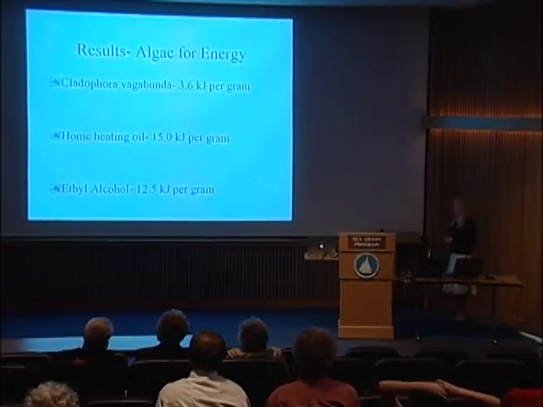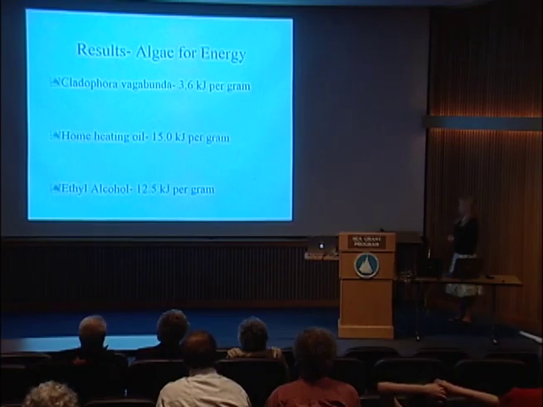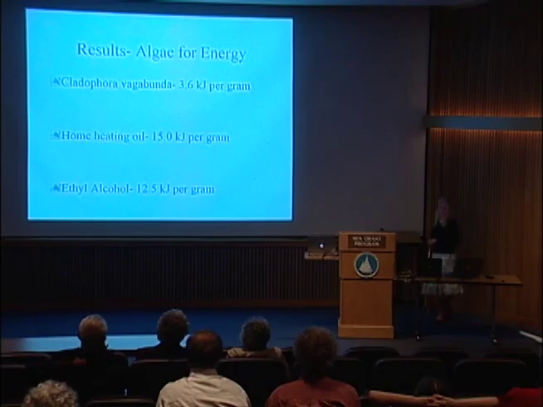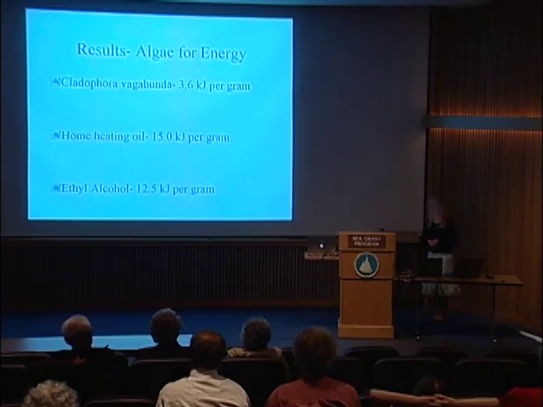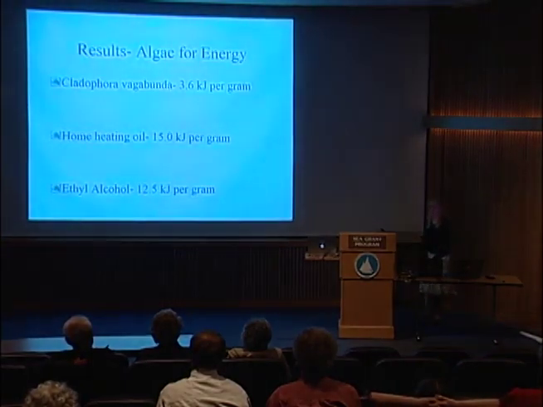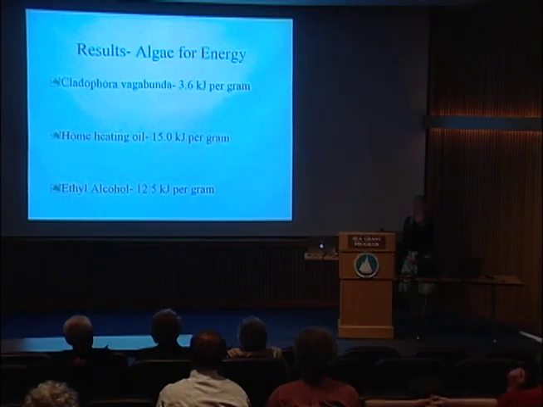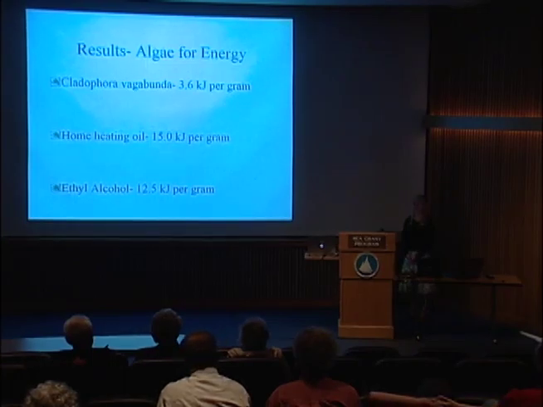After I burned the algae, the ethyl alcohol and the home heating oil, those both done in alcohol burners underneath the calorimeter, I found through calculations that the Cladophora vagabunda produced 3.6 kilojoules of energy per gram, compared to home heating oil's 15.0 and ethyl alcohol's 12.5 kilojoules per gram, excuse me. As you can see, the home heating oil, which is really commonly used to burn for energy, is almost three times as much as the algae.